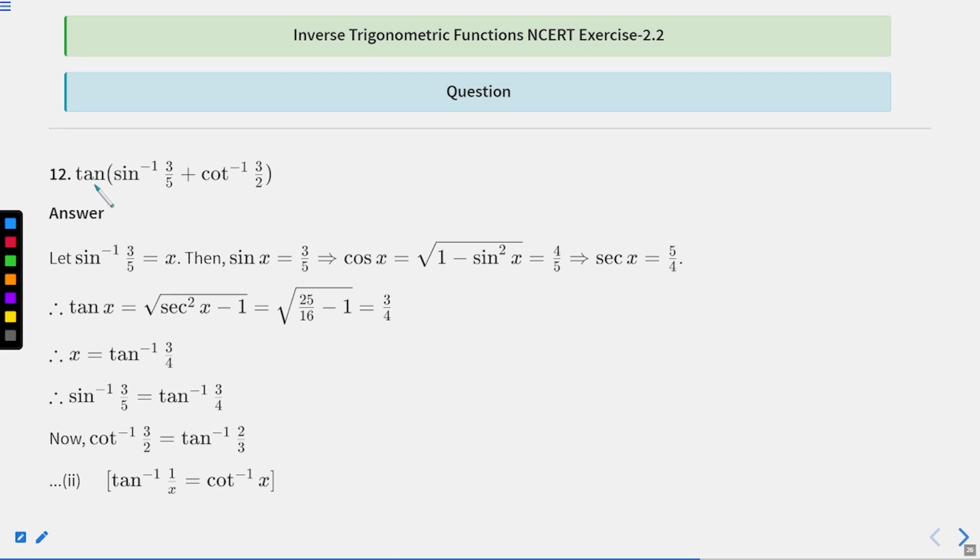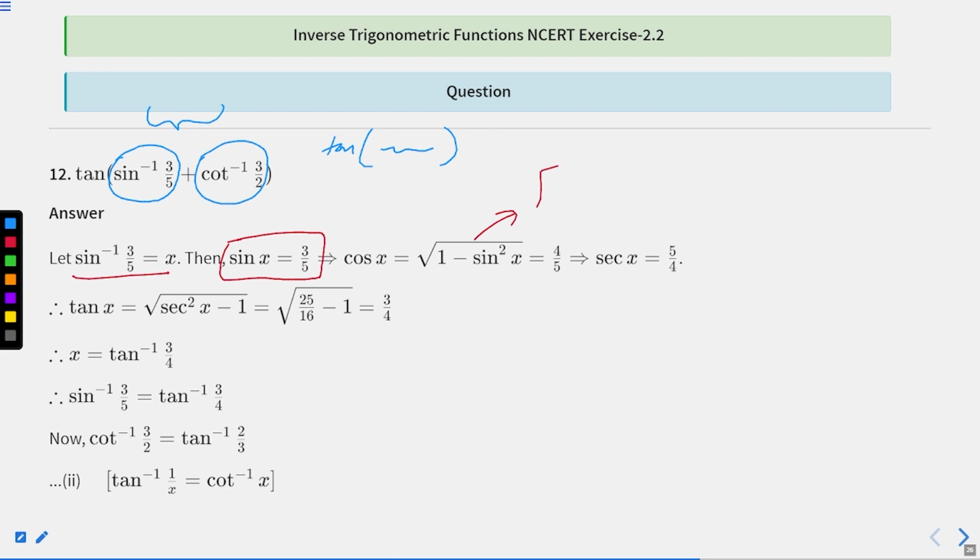Now the 12th. We will solve for this, then solve for this, and then in total we will get tan of something, and then try to solve for that also. So let's see. Taking sine inverse 3 by 5 equals x. This means sine x is equal to 3 by 5, and from this you can say cos x is equal to root of 1 minus sine square x. Sine x is 3 by 5, so this is 1 minus 9 by 25, which is 16 by 25, and the root is 4 by 5.